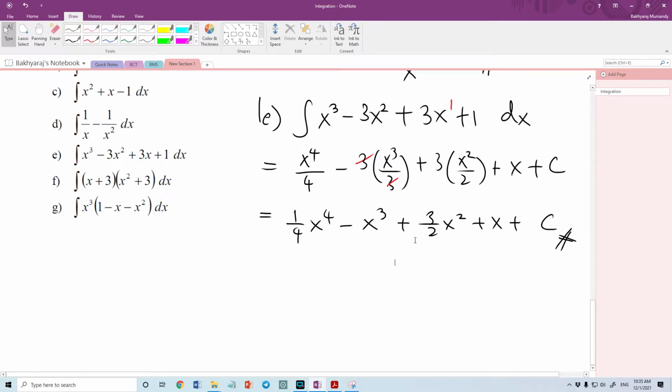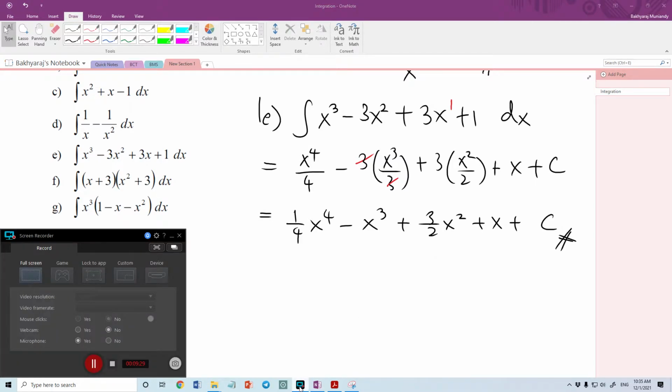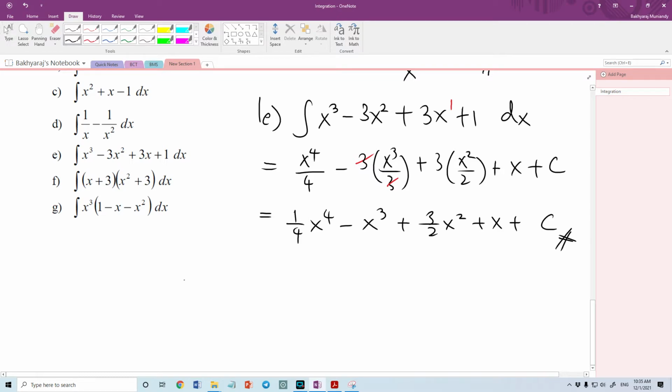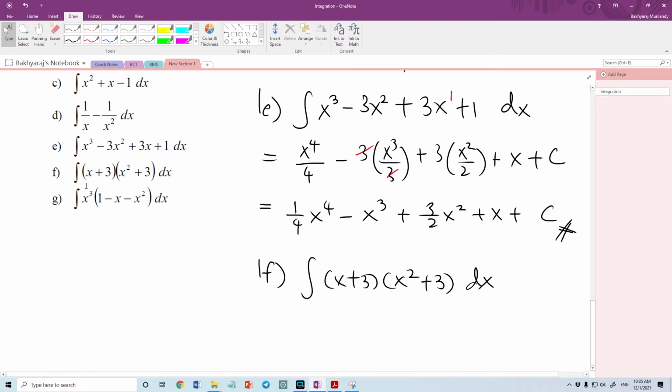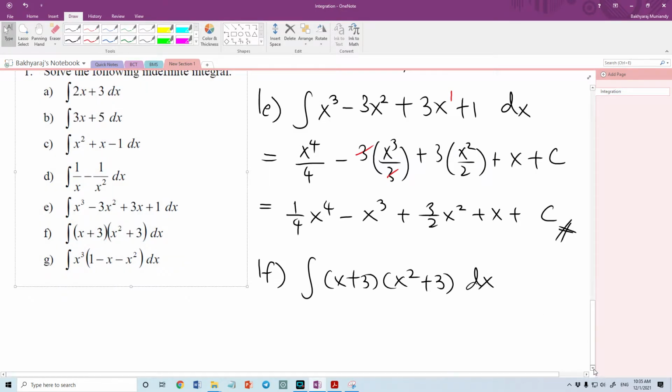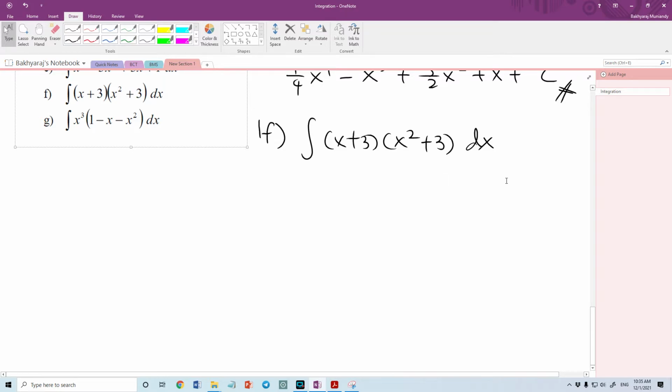Okay, next I proceed with 1F. So I'm going to integrate x plus 3 times x squared plus 3 dx. So what I'm going to do here, I need to expand. The only way we have is to expand, because we don't have something like a product rule or quotient rule, so we need to expand. The only way we can solve this is by expanding and simplifying.